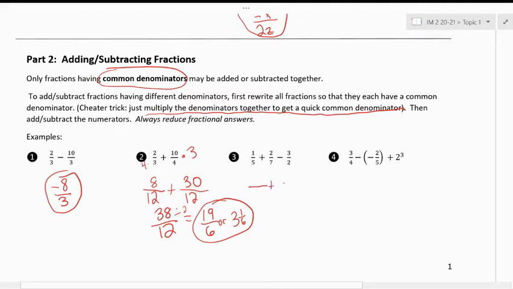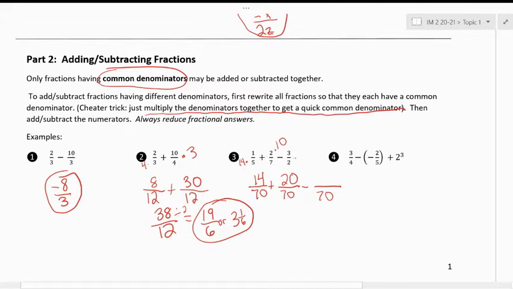Now, number 3, it's going to be kind of messy, because we have 3 denominators that are not the same. So the easiest way to do this, 5 times 2 is 10, times 7 is 70. So in the first one, 1 over 5. 70 divided by 5 is 14, or in other words, 14 times 5 is 70. So 14 times 1 is 14. Our second fraction, 70 divided by 7 is 10, or 10 times 7 was 70. So 2 times 10 is 20 in our numerator.